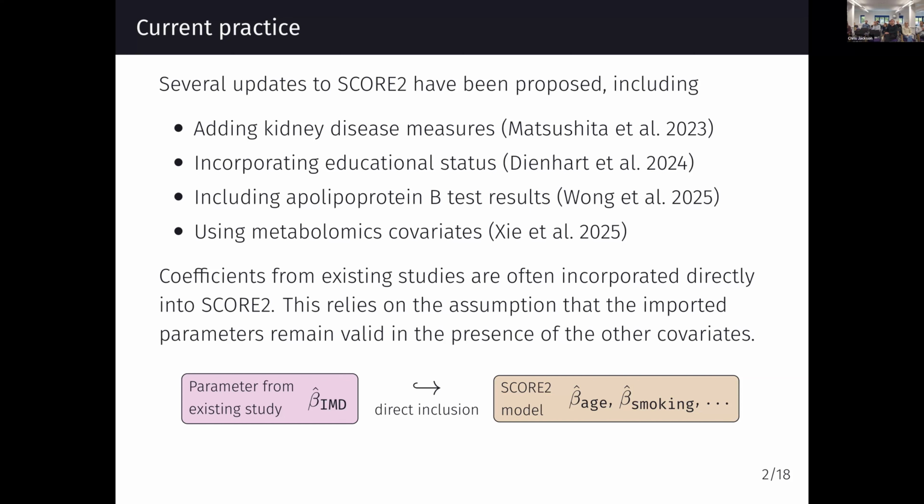Another related field is that of transfer learning, where you want to transfer models that have been learned on one population into a new population of interest.